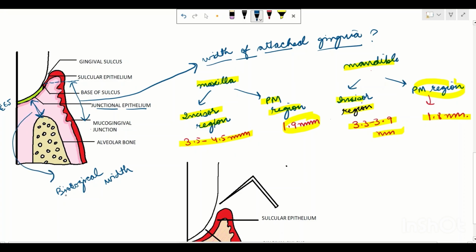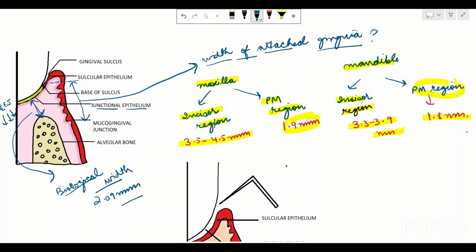Its value is 2.09 mm. It is of great clinical significance as it acts as a protective barrier, helping in the prevention of invasion of bacteria or microorganisms. So maintaining this biological width is of great clinical significance in order to prevent infection.